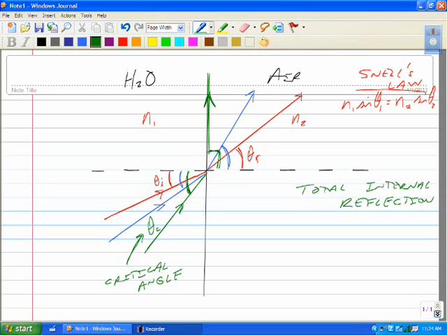So we don't go from the water to the air any longer. Now there'd be another angle, wouldn't there? In which case, what would happen? It goes back into the water? Yes, it's going to reflect. It's going to follow the law of reflection.